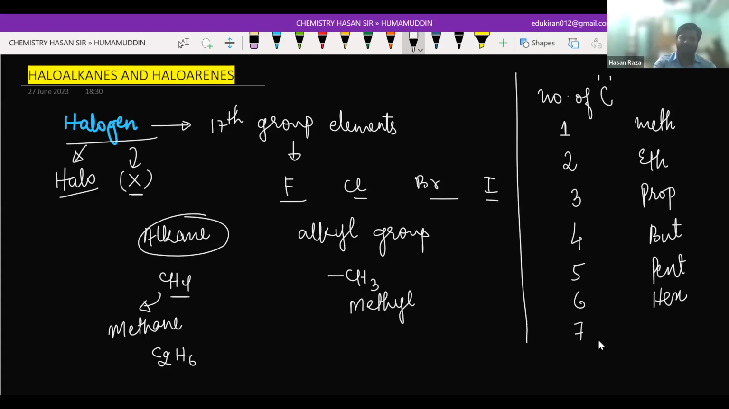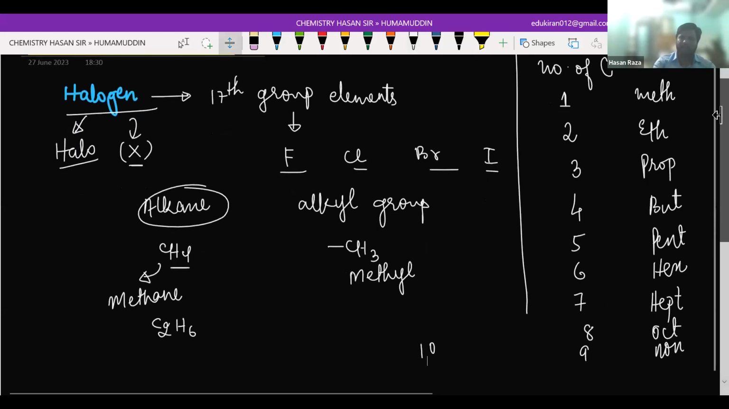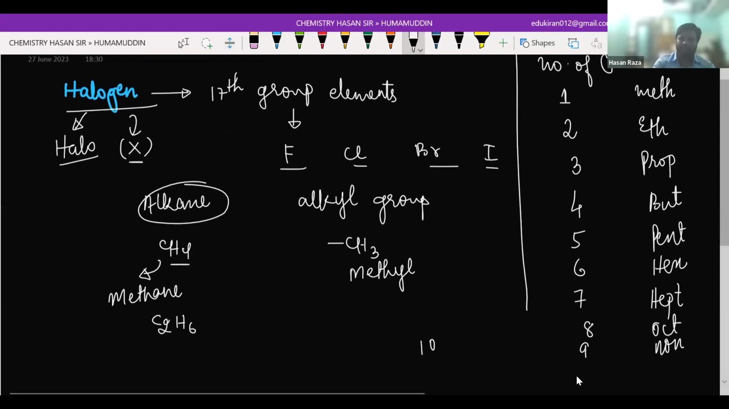For 7, what is it? Hept. For 8, it is oct. For 9, it is non. And for 10, it is dec. For 10, it is dec, right?